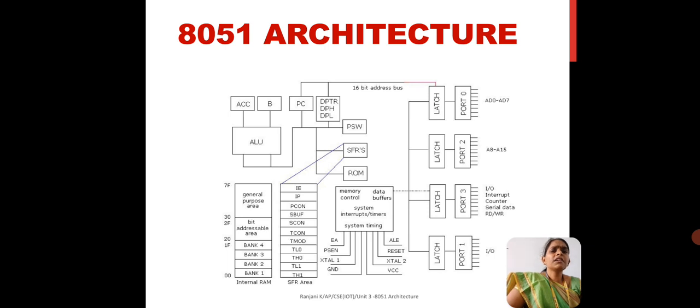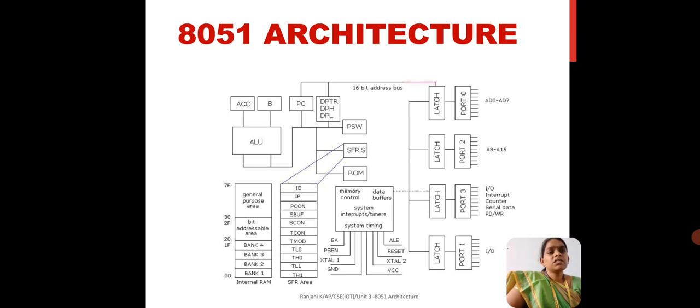The following are the general purpose registers, represented on the left side of this block. It has an accumulator, which is mainly used to execute all arithmetic and logical operations, and registers like B and R0 to R7, which are used for storing instruction addresses and data.